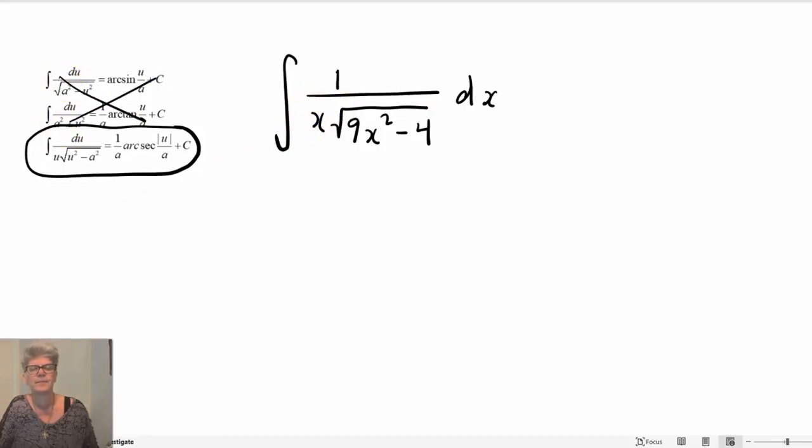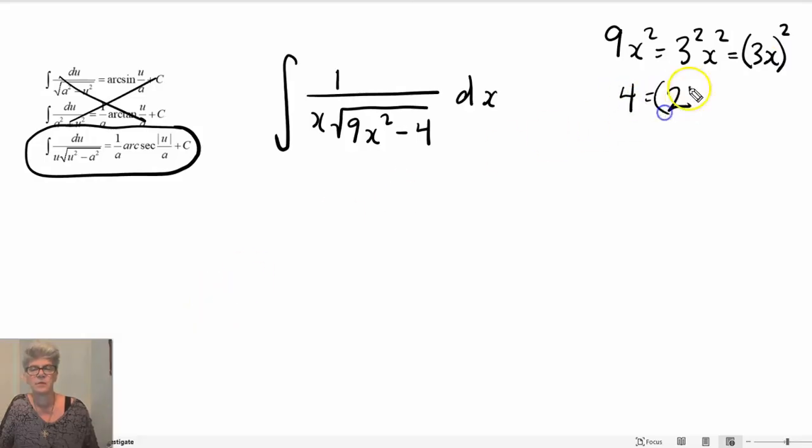Now, I do need to do a bit of rewriting. And the rewriting, again, is algebra. 9 is a perfect square, so I can rewrite it like that. And using the exponent rules, that's the same as 3x all squared. And 4 I can write as 2 squared. And so I can frame it like this.